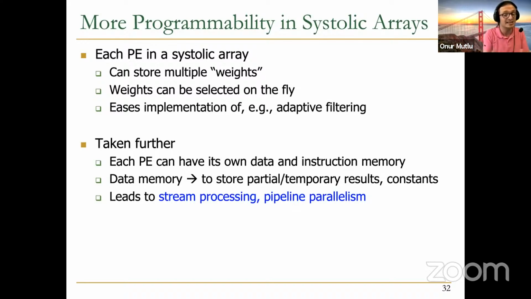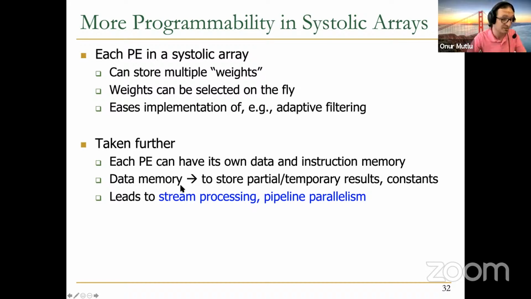Each processing element has a small amount of memory. It still does maximum operations on the data you stream through it, but it uses its instruction memory and data memory to actually maximize its efficiency and programmability. So adding instruction memory and data memory doesn't really change the fundamental principle. It really makes it more programmable so that you can store partial and temporary results.